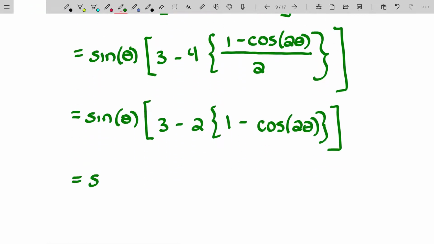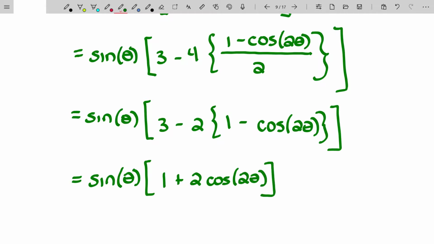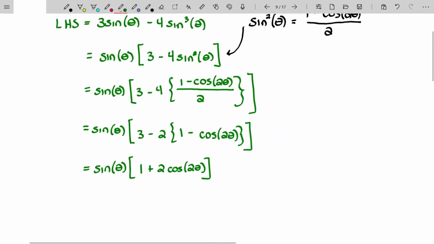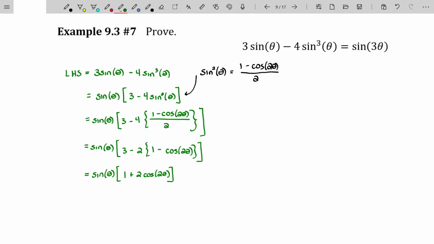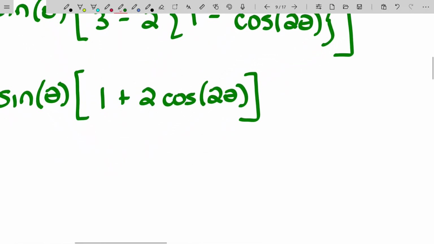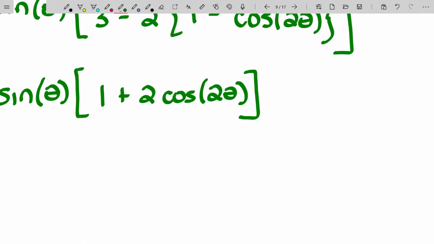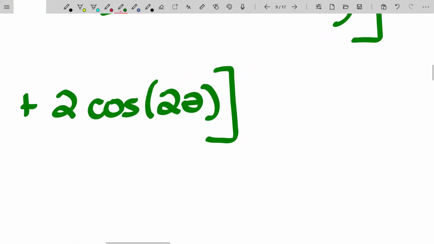And let's go ahead and do our arithmetic here. Sine of theta times 3 minus 2 is 1. A negative 2 times a negative cosine is a plus 2 cosine of 2 theta. Okay. We get down to this point right here, and it looks like we're completely locked. Like we don't know what to do from this point forward. There's no trig identity that says, oh, 1 plus 2 times a cosine turns into something, so that's locked.